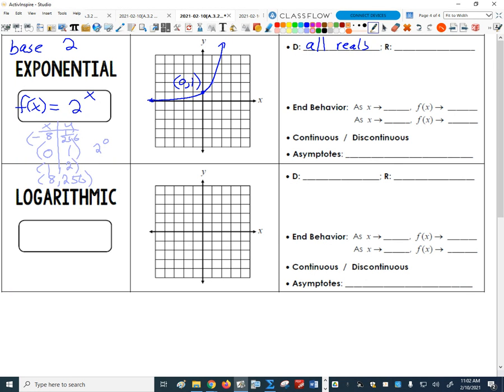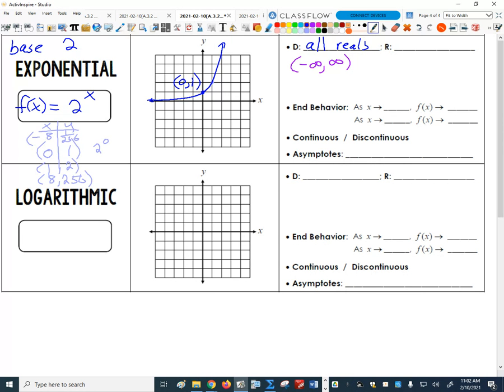There we go. Good. Yeah, in parentheses, negative infinity to infinity. Good. Okay, what's the range? What's the range? What are the y values? We want the set of all the y values represented on that graph.